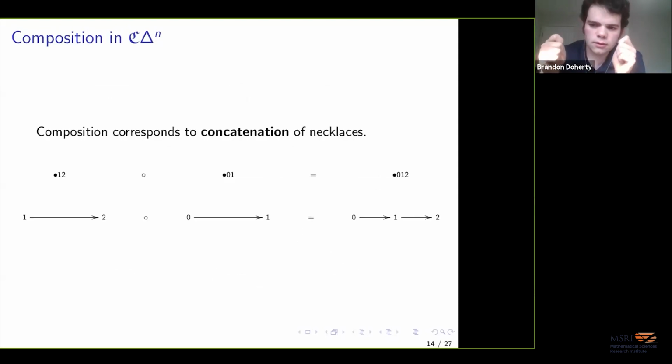And then composition in these cubical categories, when we view the cubes as necklaces, just corresponds to concatenation of the necklaces. We saw that the composite of 0, 1 with 1, 2 was 0, 1, 2. So we can view that as taking the edges of the simplicial set which correspond to those vertices, and concatenating them to form a necklace.